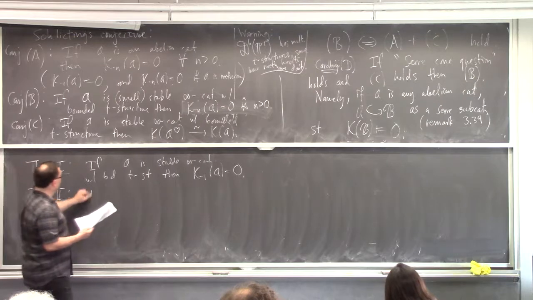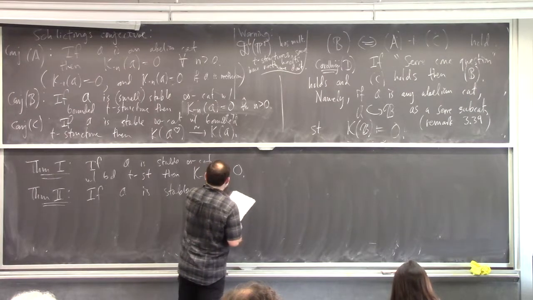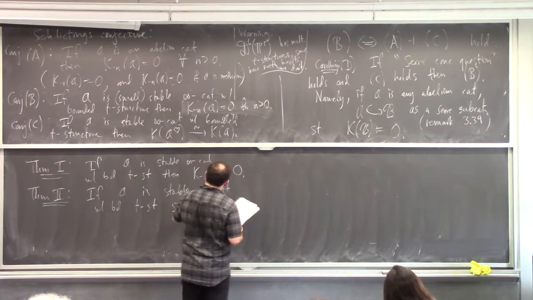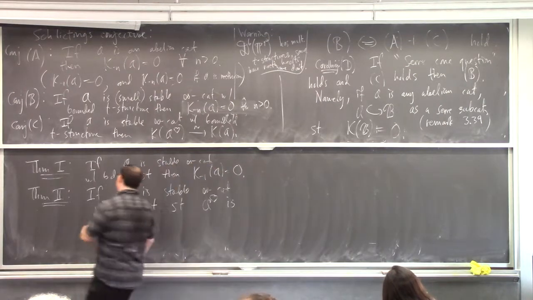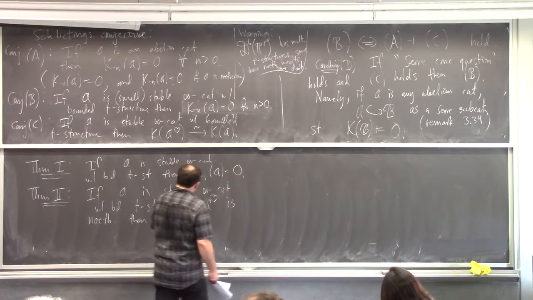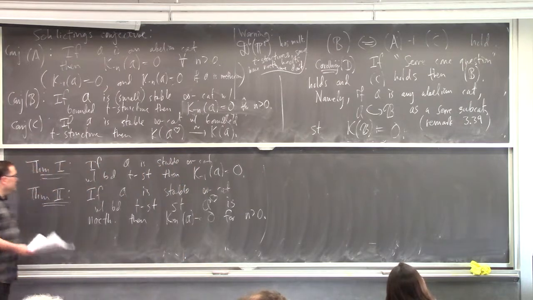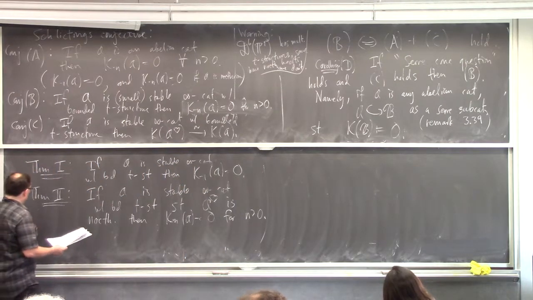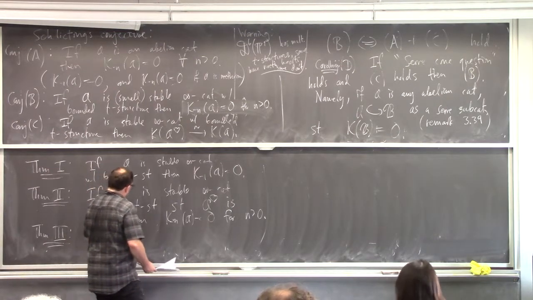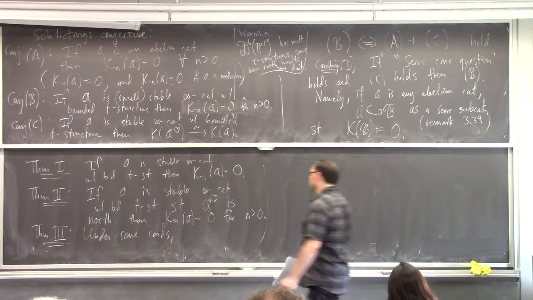What is significantly harder is this: if A is a stable infinity category with bounded T-structure such that the heart is Noetherian, then K minus n of A is 0 for all n greater than 0. And finally, theorem 3, under the same conditions. In other words, we need the Noetherian heart here.